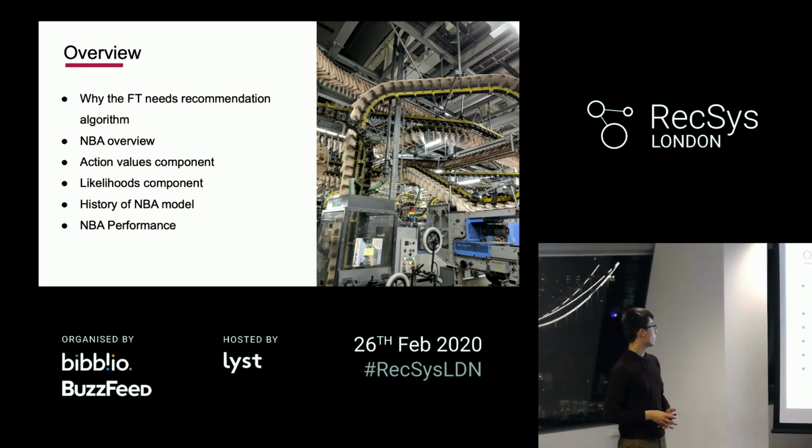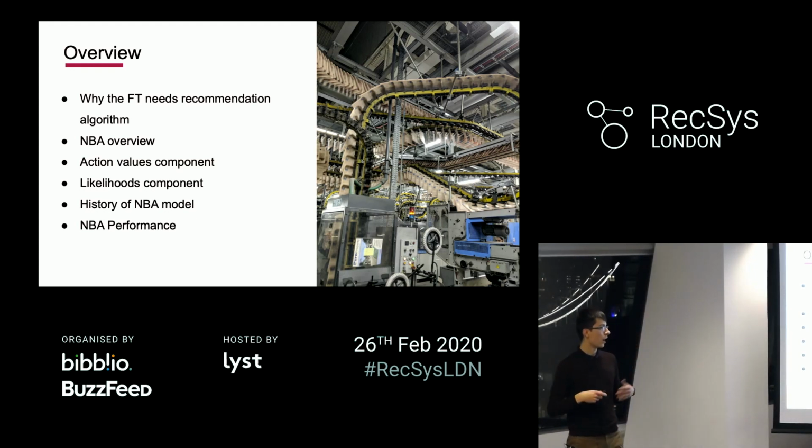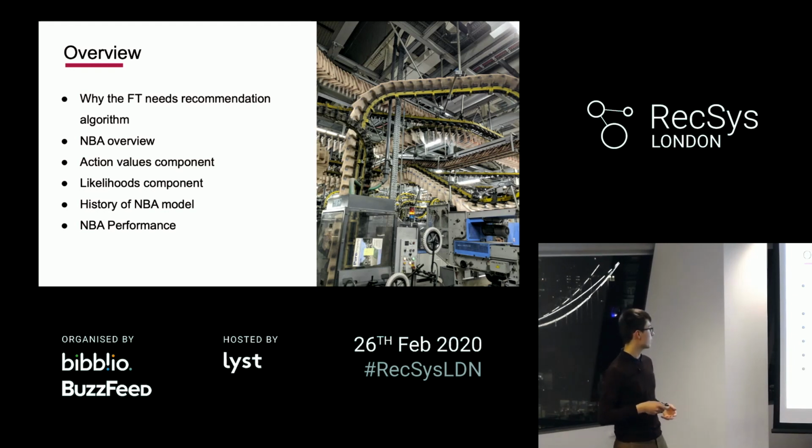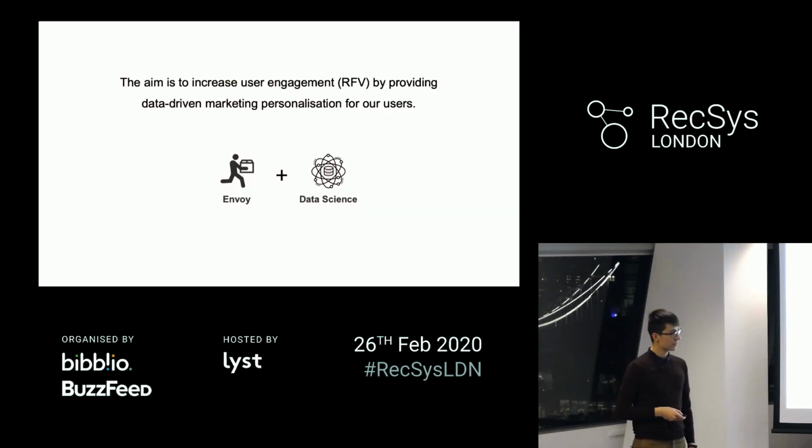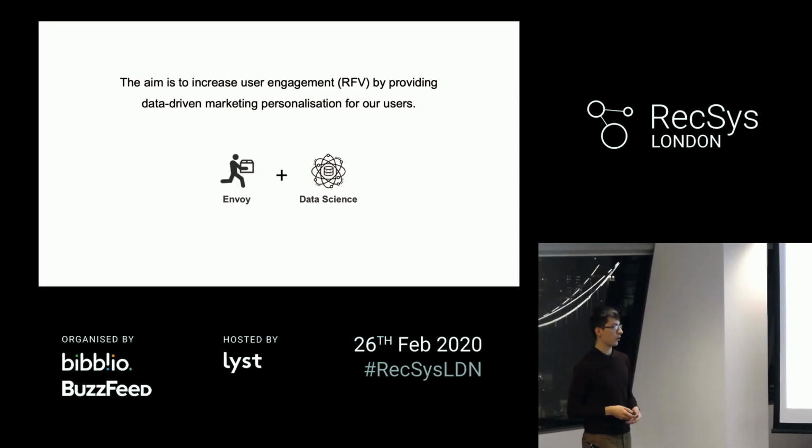Today's talk will go through the following items. First of all, I will explain why the FT needs a recommender system, what our recommender system actually is, and I will explain in detail the two main components of our recommender system, which are the action values and the likelihoods component. In the end, I will briefly mention the history of our recommender system and I will analyze its performance.